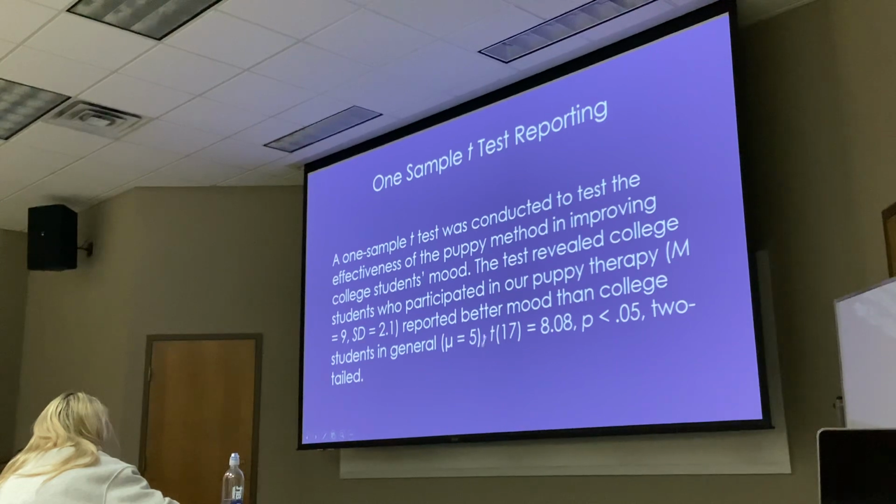You have lowercase italicized t. What is this value in the parentheses? Degrees of freedom, equal your t-value, comma, you have your italicized p. You can put less than or greater than 0.05. You can also put equal in your actual p-value, comma, two-tailed. You need to use two-tailed all the way throughout.